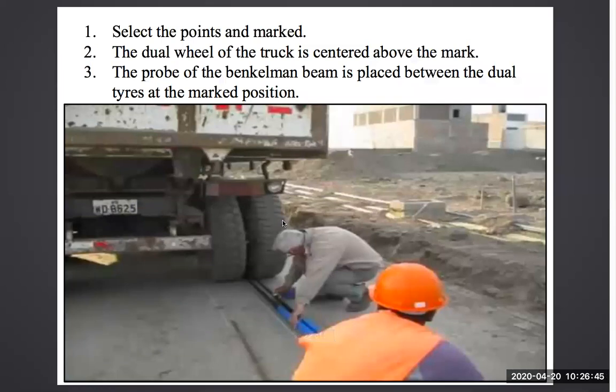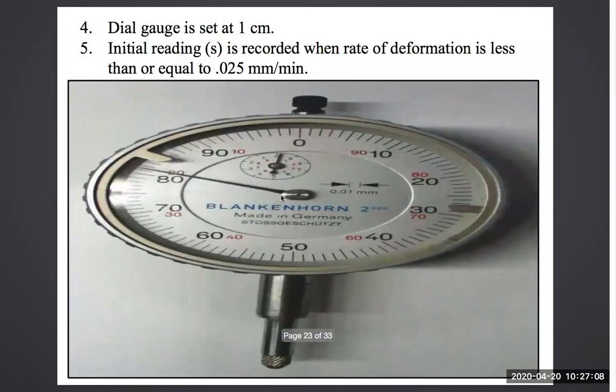Okay, so procedure: select the point and mark it on the pavement. So this is the edge. From the edge, either it is 60 centimeter or 90 centimeter based on the number of lanes. So this is the probe which will be inserted in between the dual tire assembly. We use this dial gauge to measure the deflection.